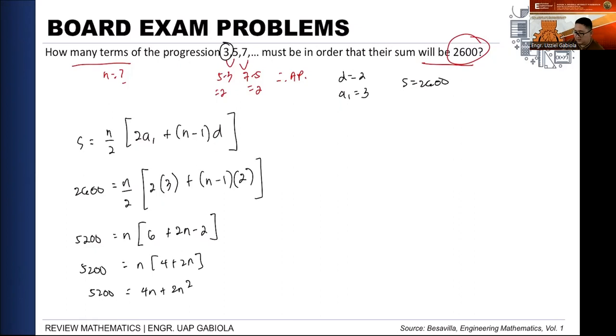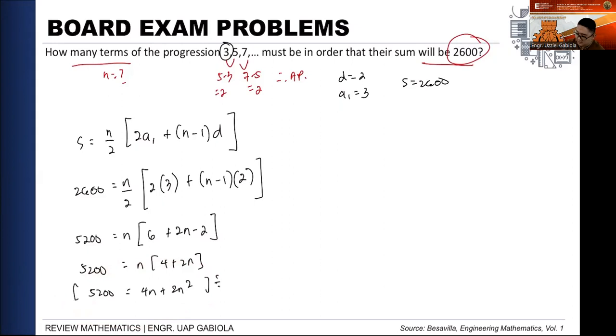Anong tawag sa equation na to? Kailangan natin ng value ni N. Anong tawag dito sa equation na to? Quadratic. Okay, correct, no? Quadratic equation. And pag quadratic equation, ano pwede natin gamitin formula? Para makuha natin yung value ni N, based from our lecture last week, pwede natin gamitin quadratic formula.